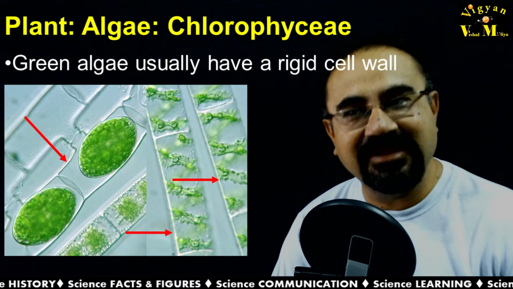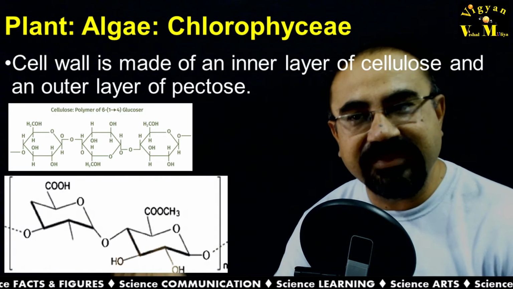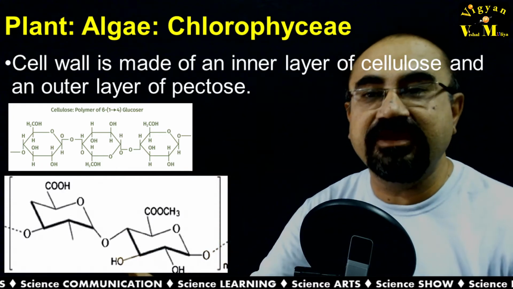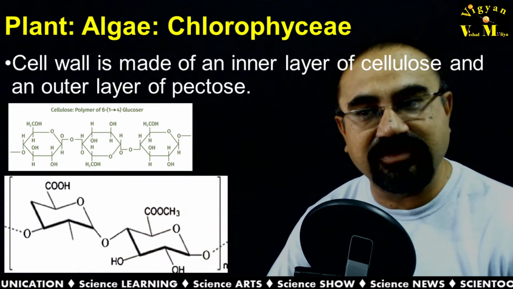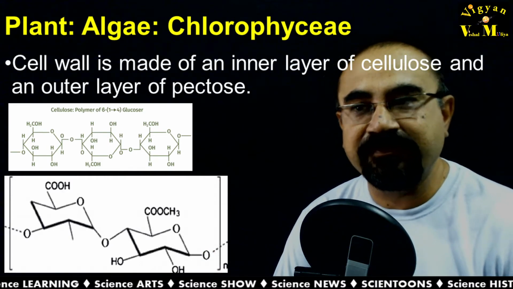These green algae have a rigid cell wall, and this rigid cell wall has an inner layer made up of cellulose and an outer layer made up of pectose. One can see here the structure of cellulose and pectose in a proper way.